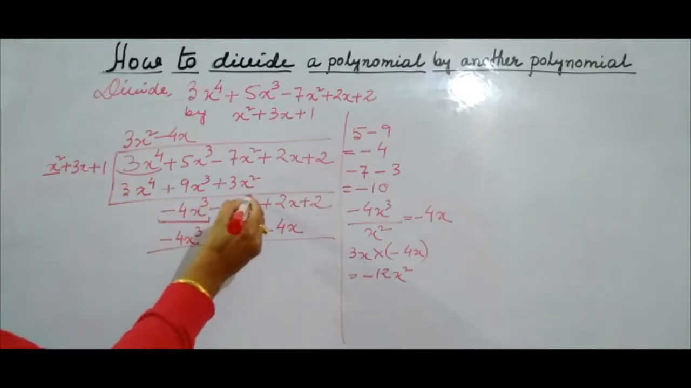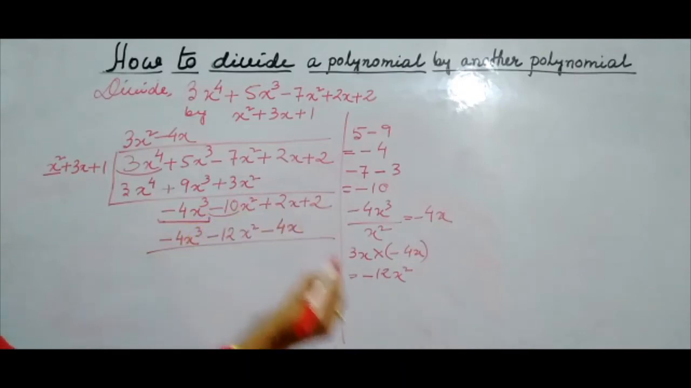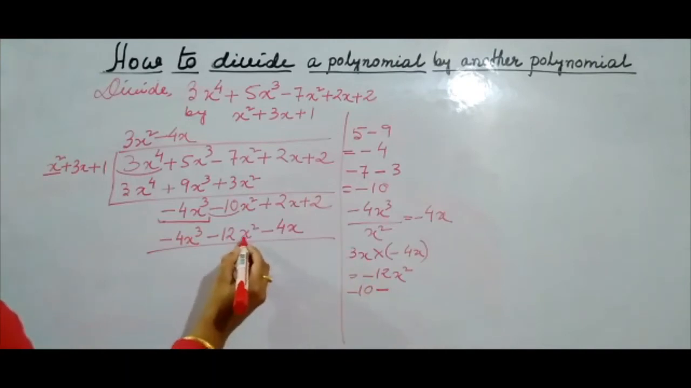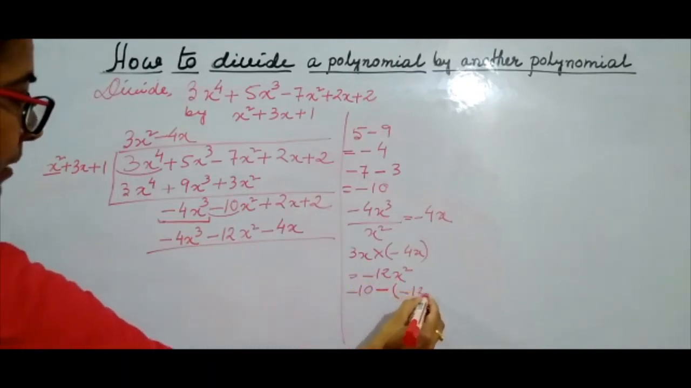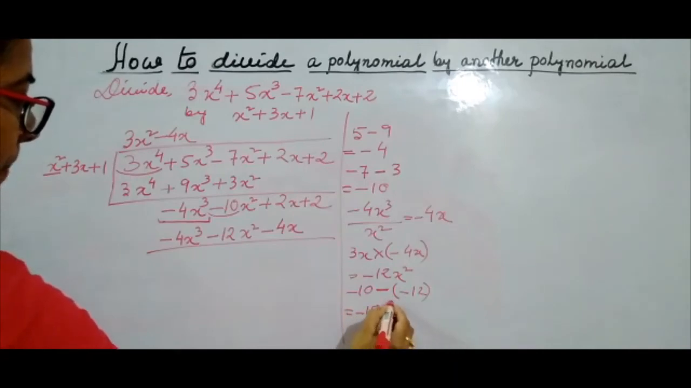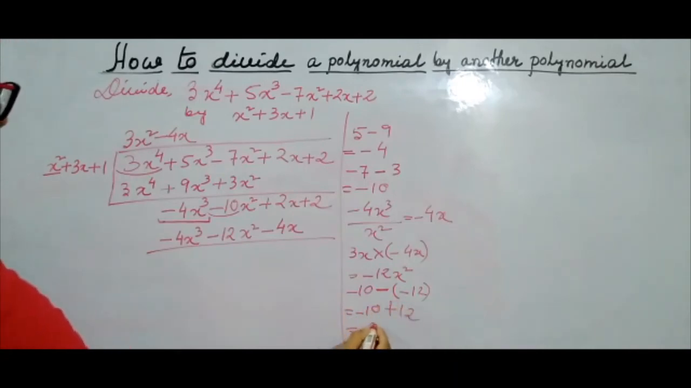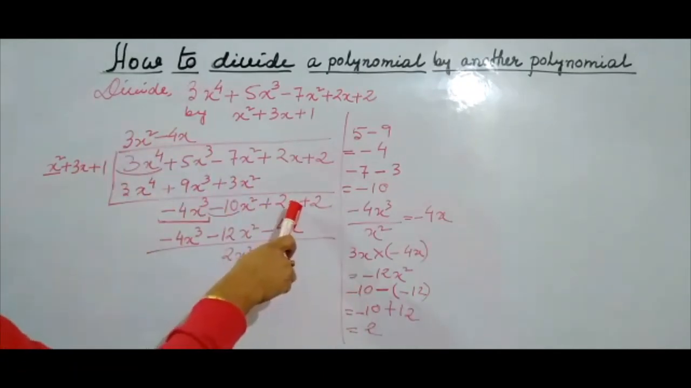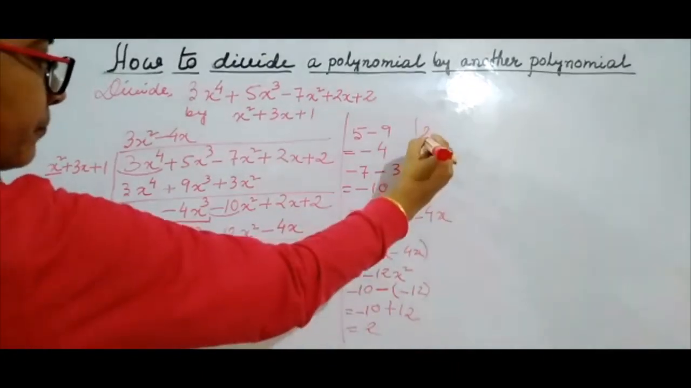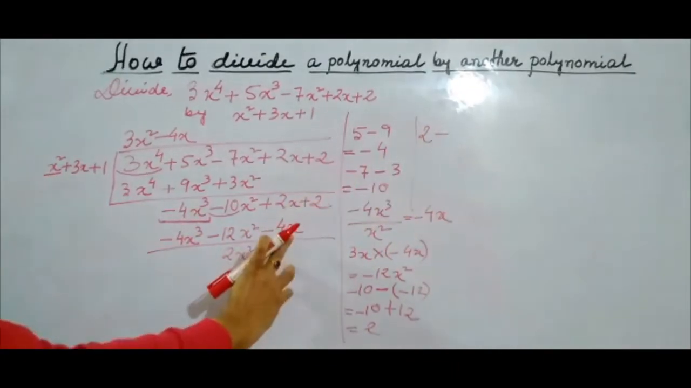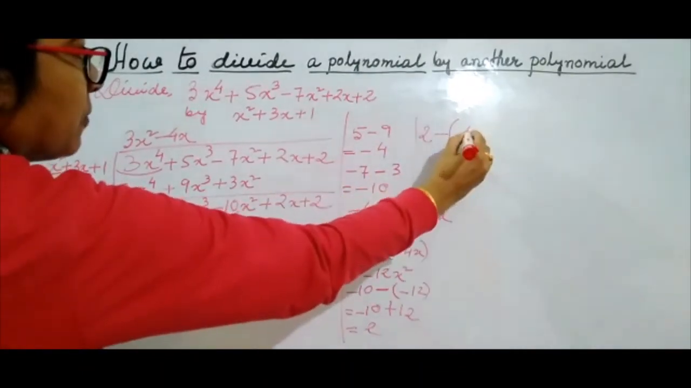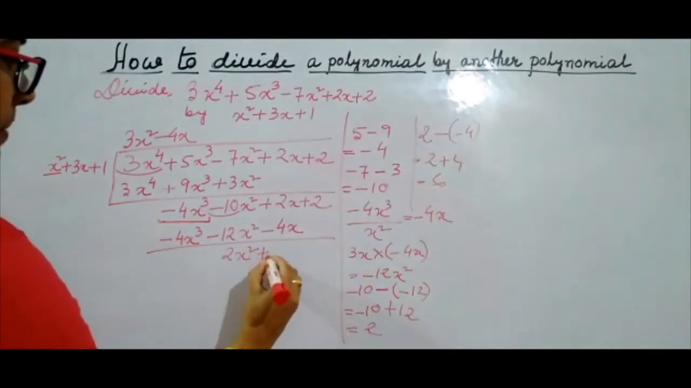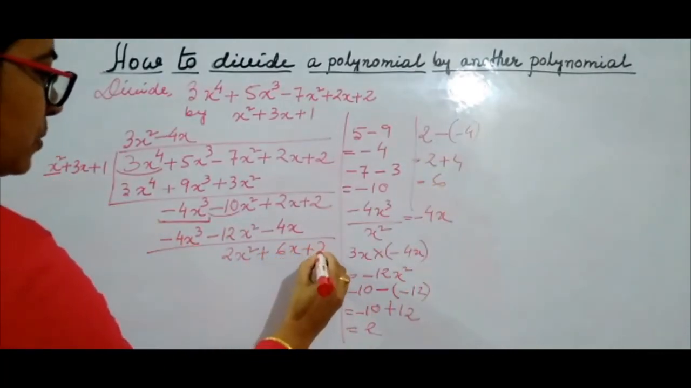Now the coefficient of x square, here it is minus 10. We are subtracting, so one minus sign, and the coefficient of x square is minus 12. Now minus 10 plus 12 is equal to 2, so it will be 2x square. Very simple. The coefficient of x is 2 here. We are subtracting, so minus, and the coefficient of x there is minus 4. So it will be 2 plus 4 is equal to 6. So it will be plus 6x, then plus 2.